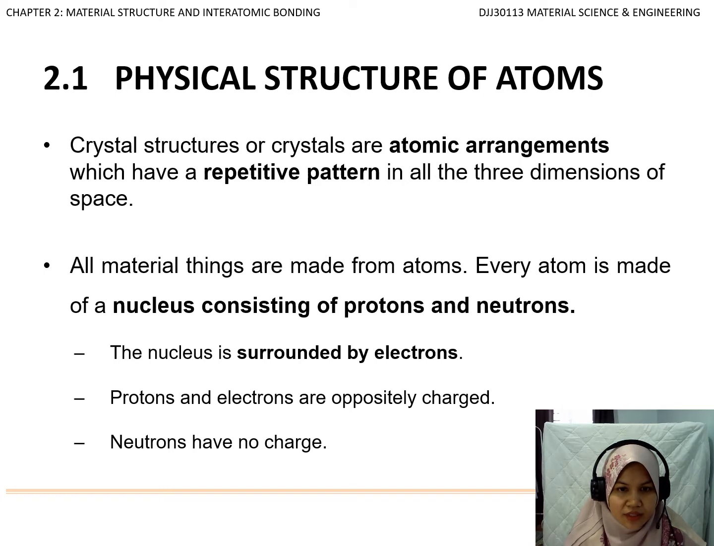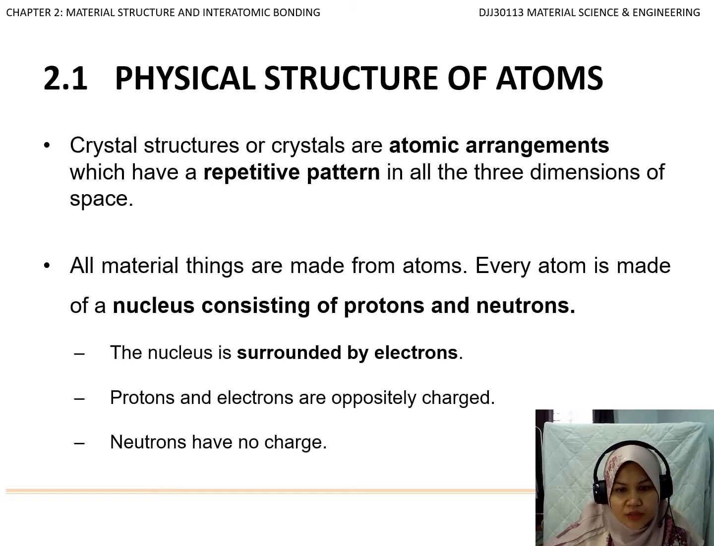All material things are made from atoms. Every atom is made of a nucleus consisting of protons and neutrons. Ni maksudnya setiap benda diperbuat daripada atoms. So setiap atom diperbuat daripada nukleus, yang mana nukleus terdiri daripada protons dan juga neutron. So the nucleus is surrounded by electrons.